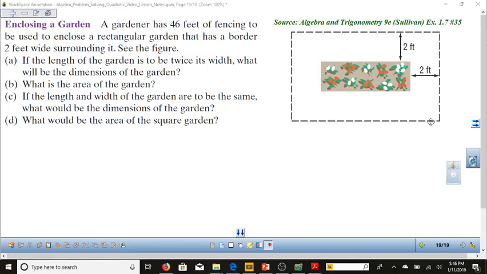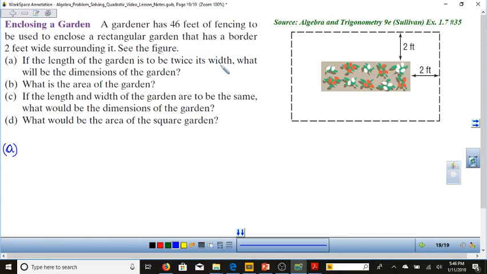If the length of the garden and the width of the garden are to be the same, what would be the dimensions of the garden then? And what would be the area of that square garden? So they're asking two sets of questions here. The diagram here is representing the garden, but it's not going to be the exact same deal. So for the first question, part A, they ask if the length of the garden is twice its width.